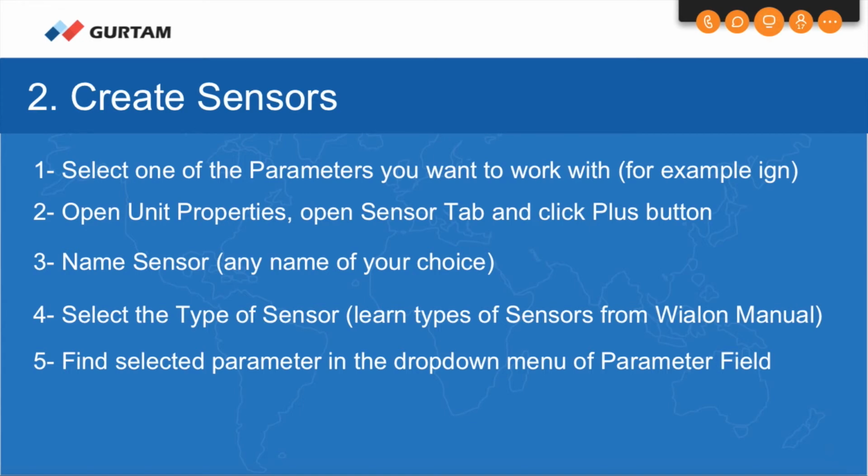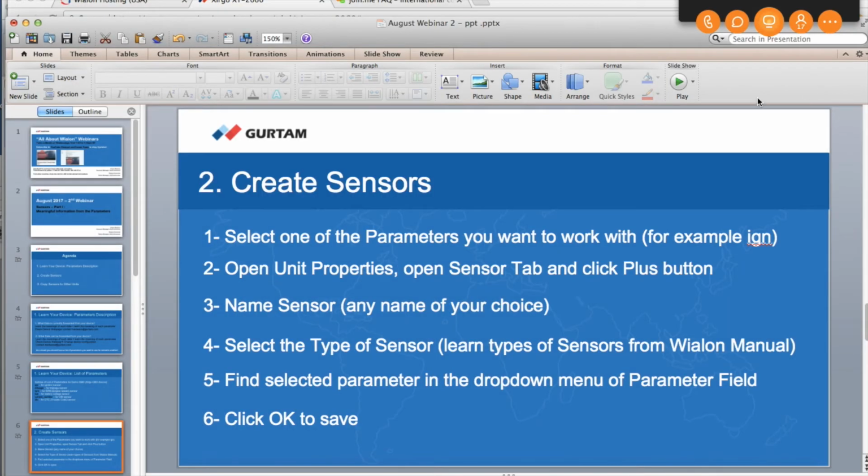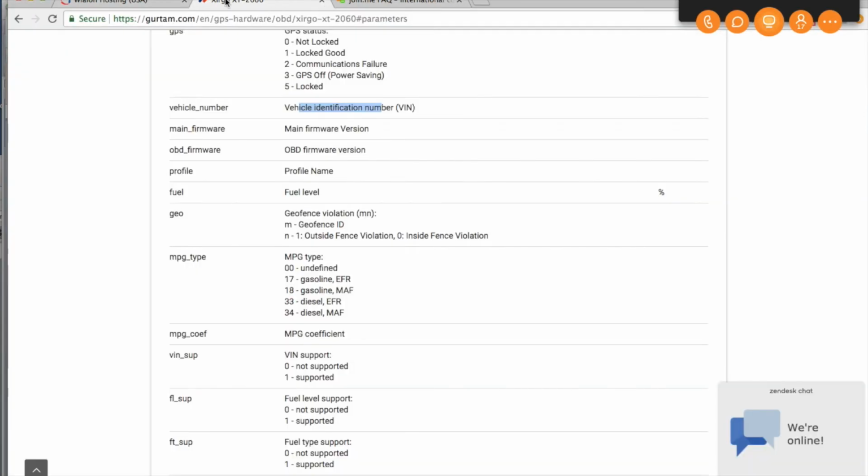Then you find the selected parameter in the drop-down menu of the parameter field. Remember how we checked which data is sent by the device? So that is this parameter field, and we'll start typing IG, and then we'll find this IGN parameter from the drop-down menu. That's it. We click OK and save. Okay, so I hope you're ready to try. Going to the platform.